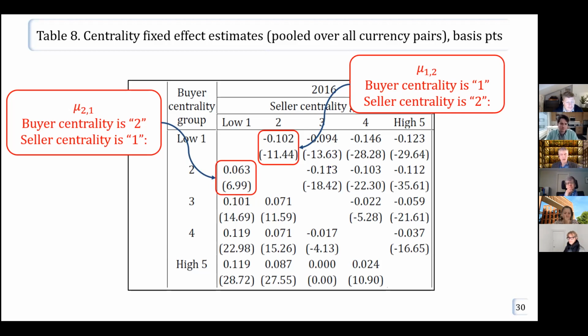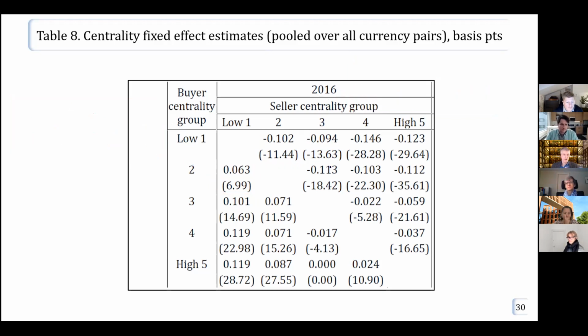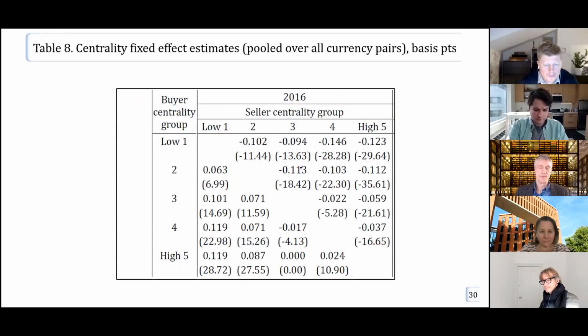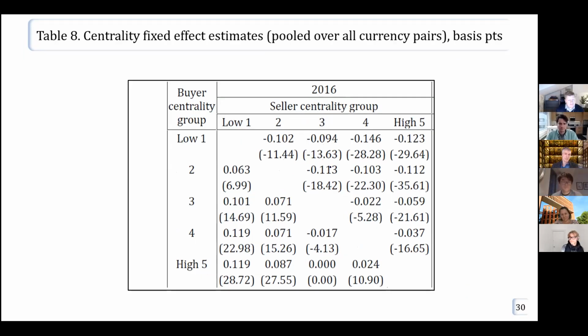So looking at this overall picture here, the matrix is skew symmetric. So in the upper right triangle, where the sellers have the advantage, the numbers are all negative. In the lower triangular section, where the buyers have the advantage, with one exception, the entries are all positive. So this is consistent with our intuition of a centrality premium that is directional depending on whether the buyer or seller has the higher centrality.